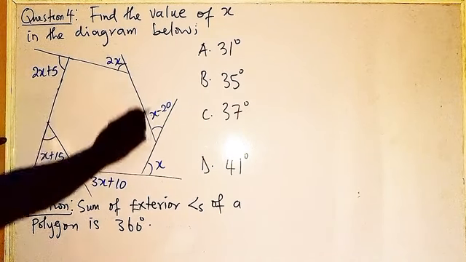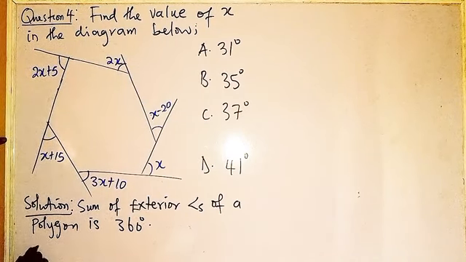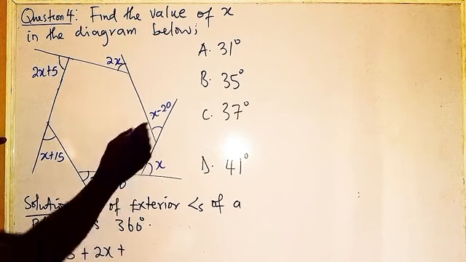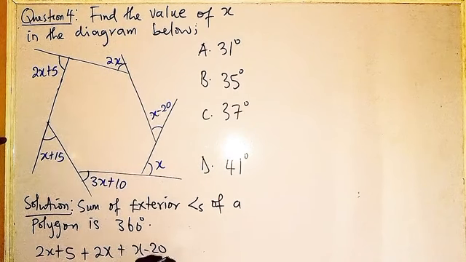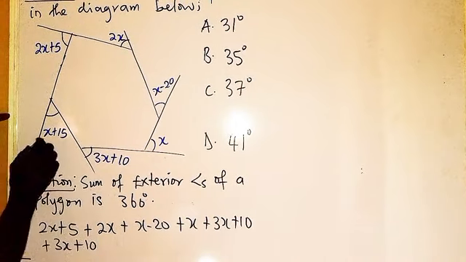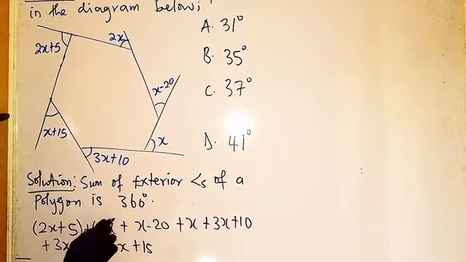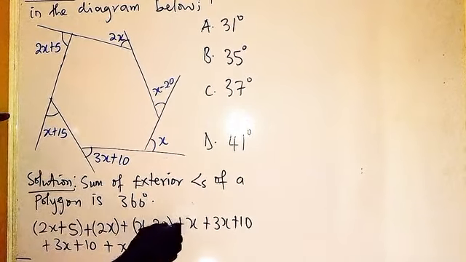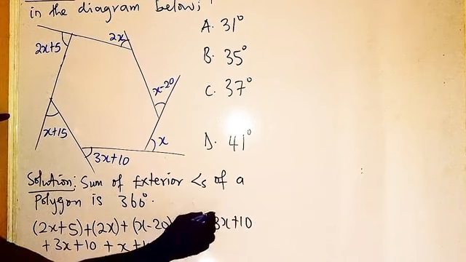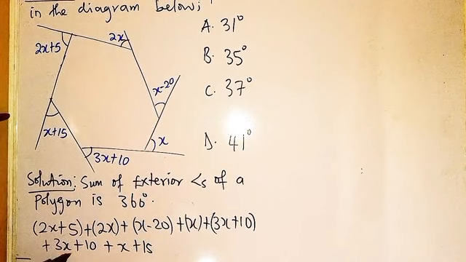So therefore we're going to be picking this one after the other and adding everything together. 2x plus 5, plus 2x, the next one x minus 20, the next one is x, the next one is 3x plus 10, then plus x plus 15. Now, to get it right, let me put the parentheses, that is the brackets, so that you'll be able to identify the number of angles we are given.